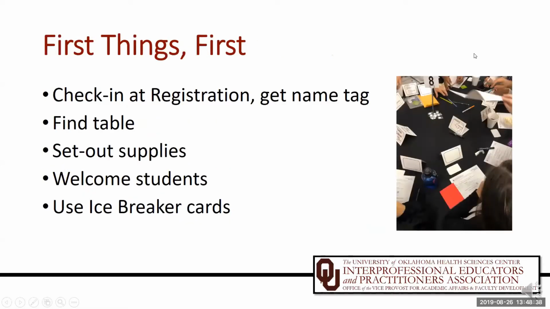When you come to the 5th floor, before going to your room, check in at registration and get your name tag. Once you have that, find your table. Your supplies should be on the table, so please just set them out. If anything is missing from your table, come back to the registration desk and we'll help you there.